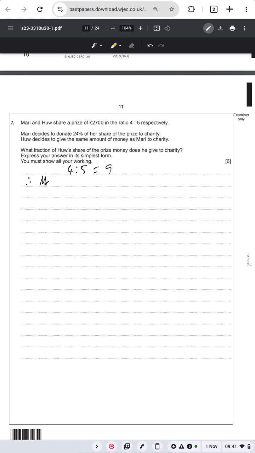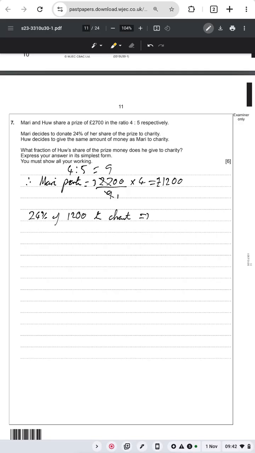Therefore, Maria's portion is equal to 2,700 divided by 9 times by 4. So 9 goes into 27 3 times. So we got 300 times 4, which is £1,200. She then gives 24% of 1,200 to charity.